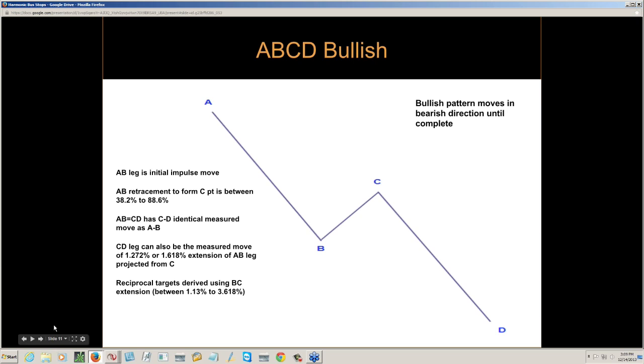And the ABCD bullish is just the same, only opposite. In other words, it has impulsive move to the downside, retracement, and continuation. So it's exactly the same.